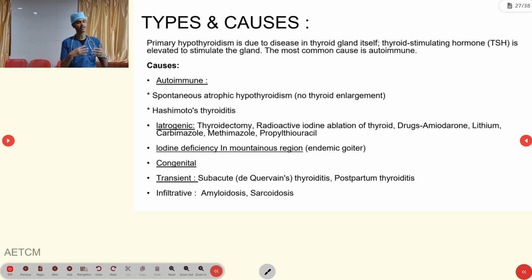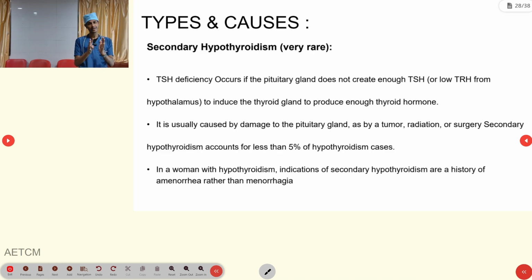So again, if there is iodine deficiency, it means less iodine will participate, so there will be less production of thyroid hormone. So iodine is one of the important factors. And then congenital causes, or any infiltrative causes, or if the person is taking any anti-thyroid drugs, like in hyperthyroidism we give some anti-thyroid drugs. If the person is on any anti-thyroid drug, that can also cause hypothyroidism. So these are the things that come under the causes for primary.